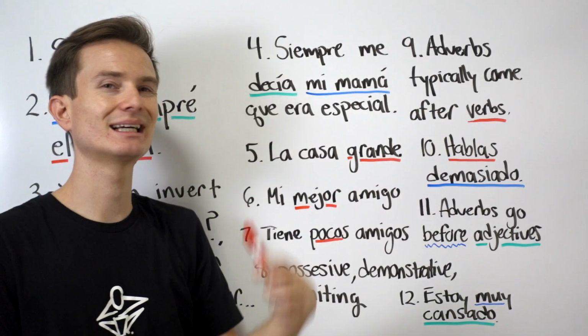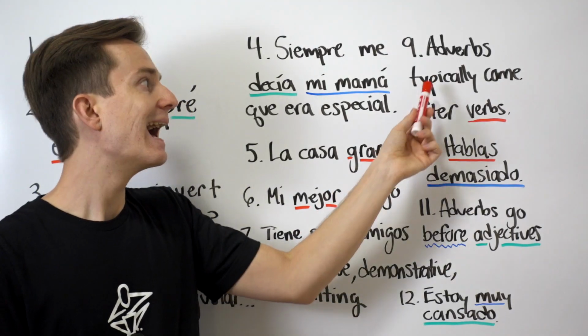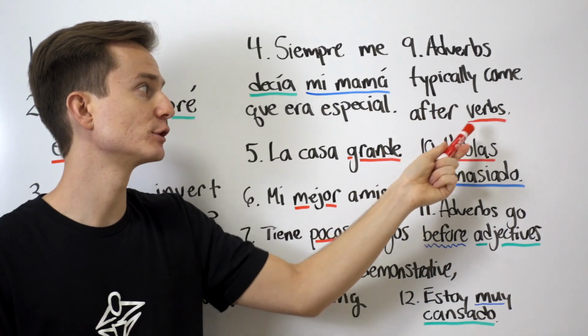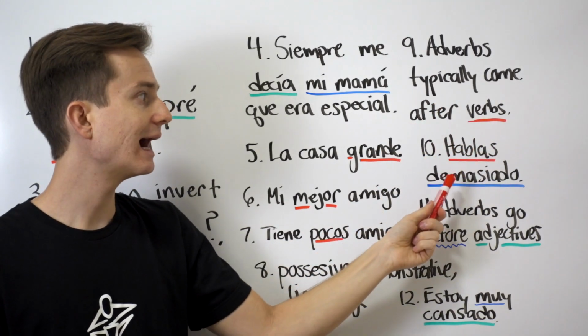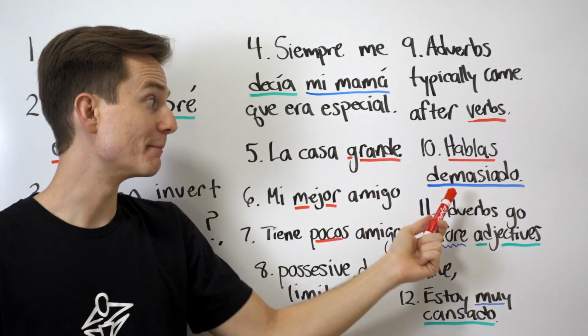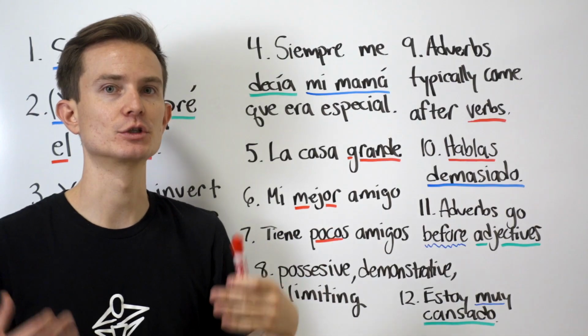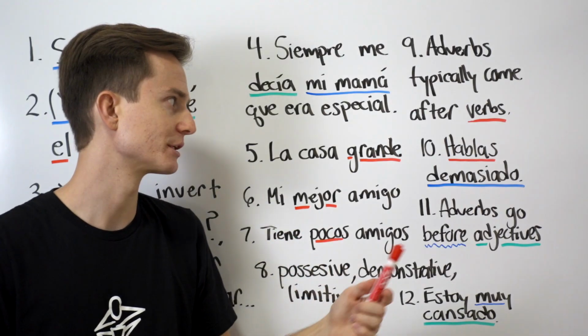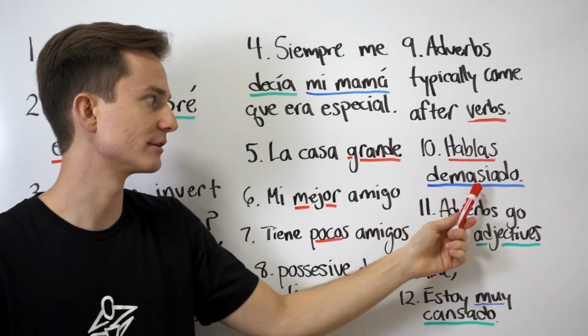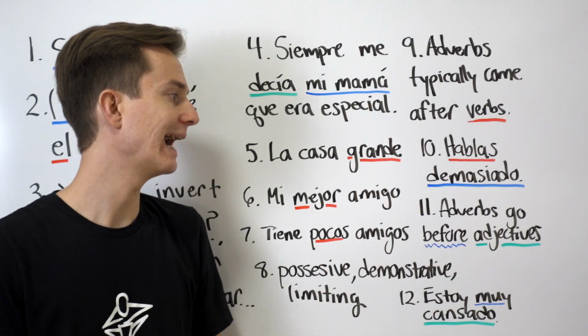Awesome. Now, let's take a look at adverbs, okay? Adverbs typically come after verbs. So in this case, hablas would be the verb, demasiado would be the adverb. So, hablas demasiado, you speak too much. Hablas demasiado. Here's our adverb, it's coming after the verb, hablas.